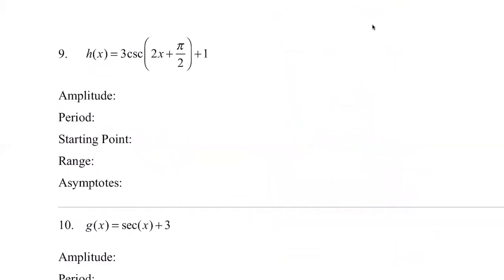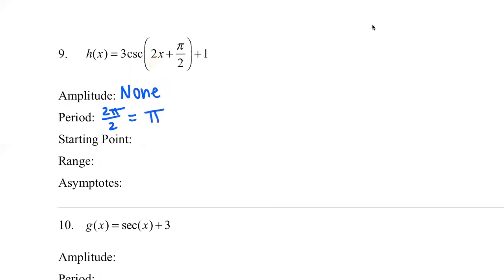Okay, graph number 9. We have a cosecant curve, so we are not going to have an amplitude. However, that vertical spacing will come into play with our a value of 3. Now, the period we're going to calculate by 2 pi divided by b. It looks like here that b is 2. So 2 pi divided by 2, we have a period of pi.